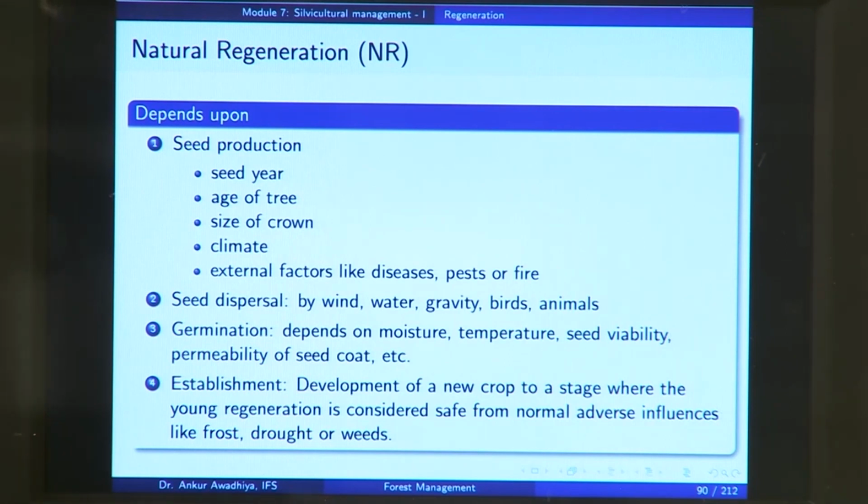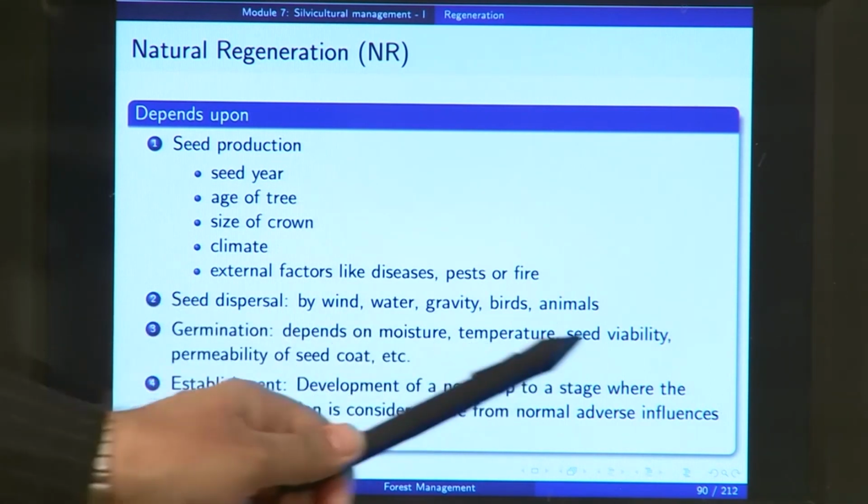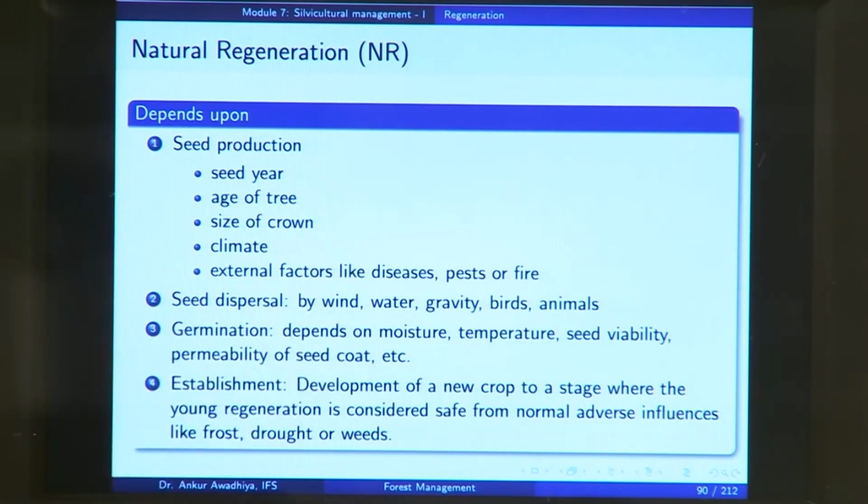Now, your seeds were produced, then they got dispersed. The next stage is germination. So, germination is the stage in which your seed gives out a new seedling. Germination is dependent on moisture, temperature, seed viability, permeability of seed coat and other factors.